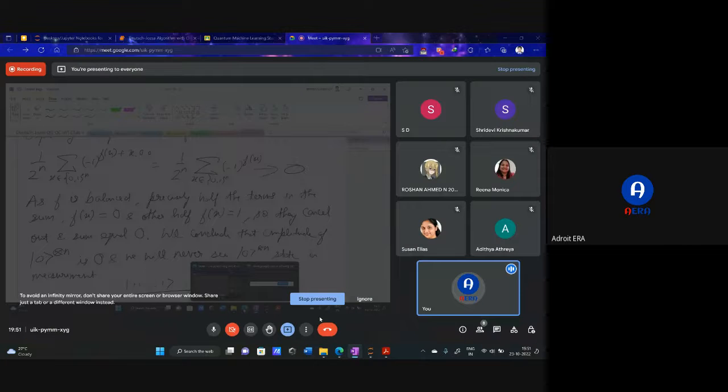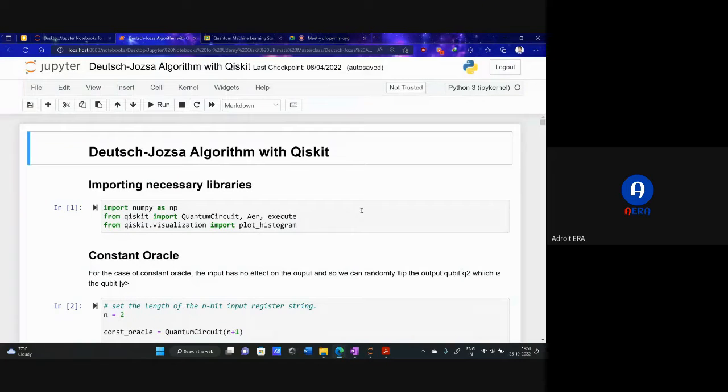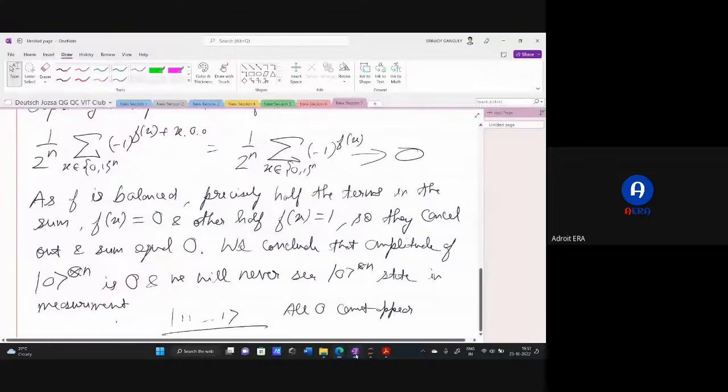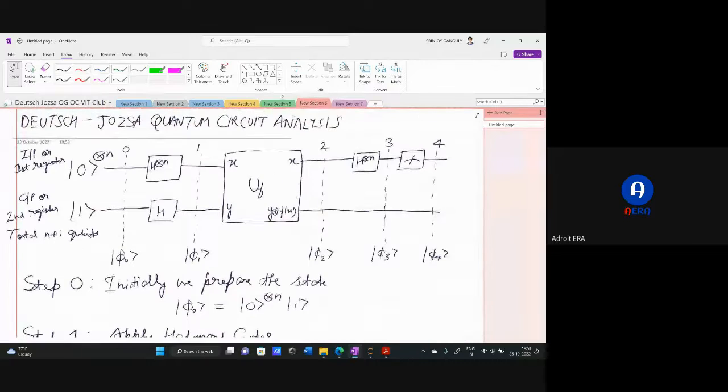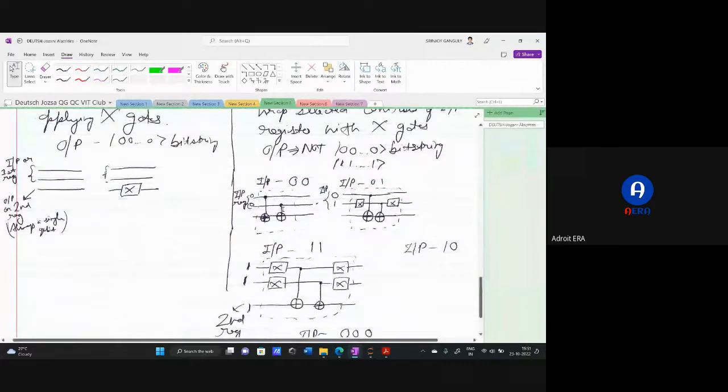Okay, so now let us see the Qiskit implementation of the Deutsch-Jozsa algorithm. Again, what we are going to do is import the libraries, as you are aware, and we are going to see the constant oracle. So remember, what was the constant oracle? As I have mentioned before, the constant oracle, yes, here.